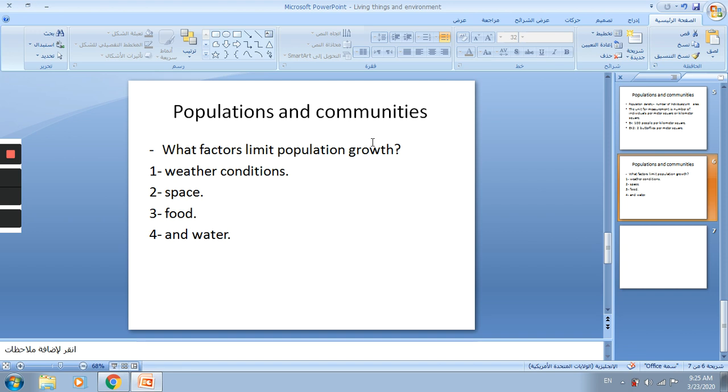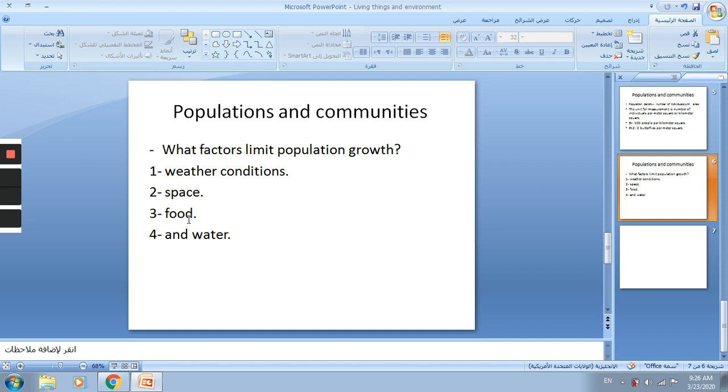The factors that limit population growth, and everyone should memorize them, are first, weather conditions. Weather conditions may kill some animals, so they can limit population growth. Second, space. The absence of space can also limit population growth. If we have predator animals and herbivores, the predators can kill herbivores, and they can occupy the space if there is not enough space.